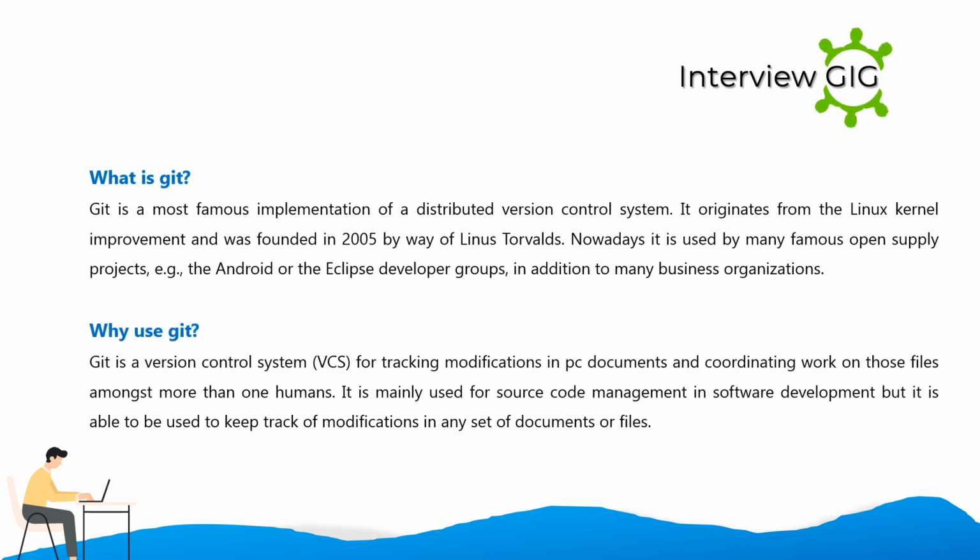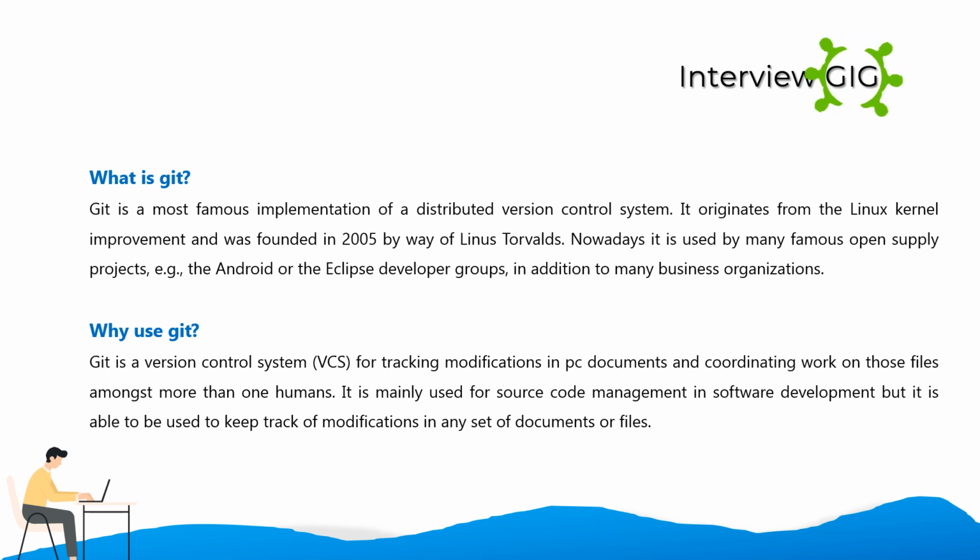What is Git? Git is a most famous implementation of a distributed version control system. It originates from the Linux kernel development and was founded in 2005 by Linus Torvalds. Nowadays it is used by many famous open source projects, for example, the Android or the Eclipse developer teams, in addition to many commercial organizations.